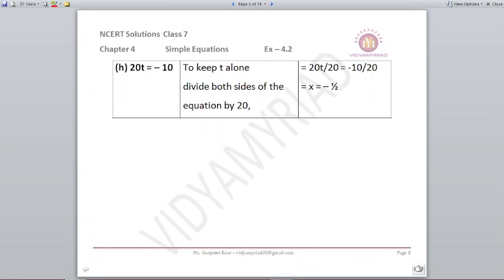20t is equal to minus 10. So 20t. To remove 20, I need to divide it by 20. Both the sides will be divided by 20. It will become t is equal to minus 10 upon 20, which can be reduced and can be written as minus 1 upon 2.